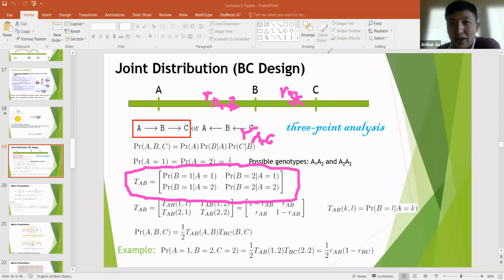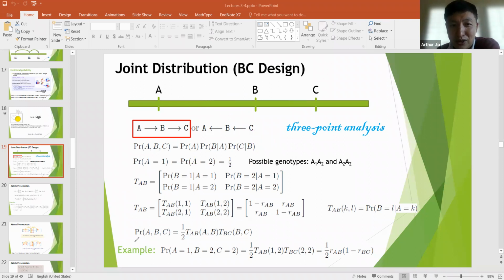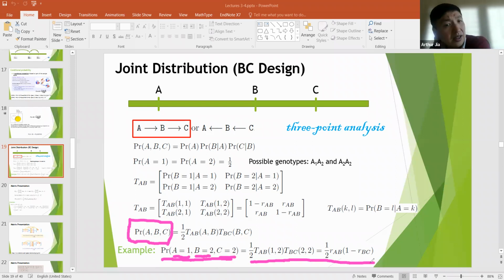And given this, you need to know how to calculate the joint probability of a specific progeny or individual like this. What's the probability that a specific progeny takes genotype 1 at locus A, but 2 at locus B, and 2 at locus C? So this is how we calculate this. And in the final exam, probably you need to use the code I provided in the practice assignment to do a little bit of calculation to find this, given this RAB and RBC.